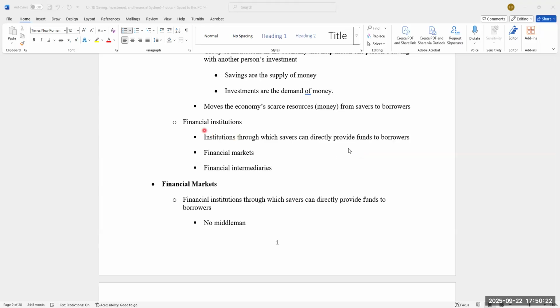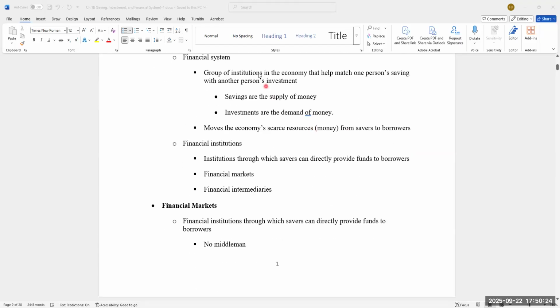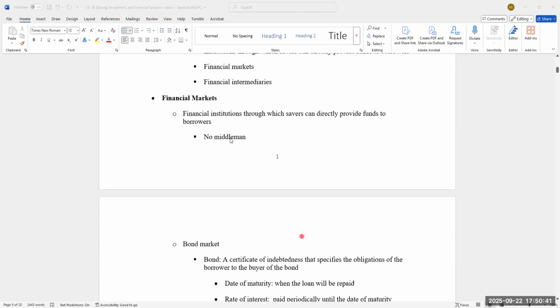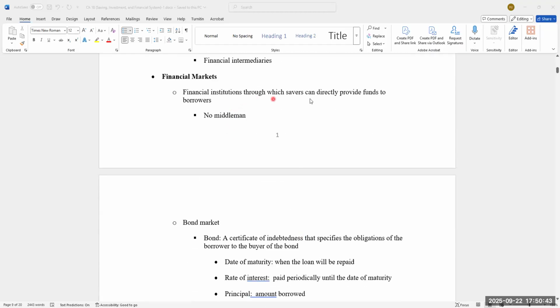So there are financial institutions, what we talked about here, institutions through which savers can directly provide funds to borrowers. Okay. Examples are financial markets and intermediaries. What is a financial market? Let's go to the next one. It's a financial institution through which savers can directly provide funds to the borrower. There's no middleman here. That's what a financial market is.